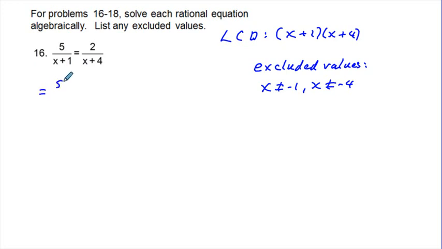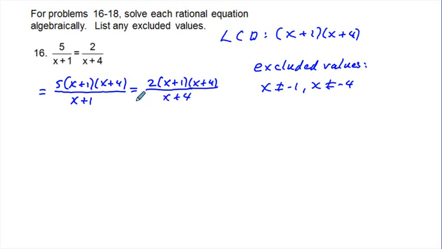So we're going to have 5 times quantity x plus 1 times quantity x plus 4 over x plus 1, and that's going to be equal to 2 times quantity x plus 1 times quantity x plus 4, all over x plus 4. And now we cancel: x plus 1 over x plus 1 cancel, x plus 4 over x plus 4 cancel, and so what we have left is 5 times quantity x plus 4 is equal to 2 times quantity x plus 1.